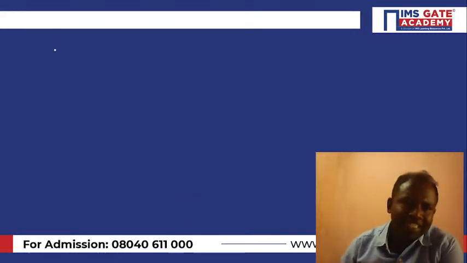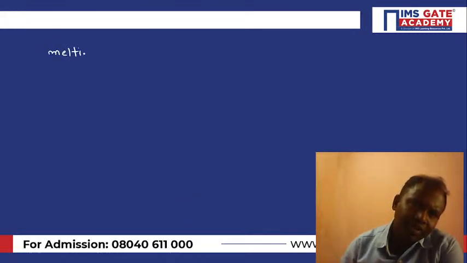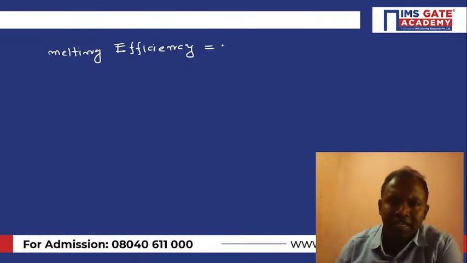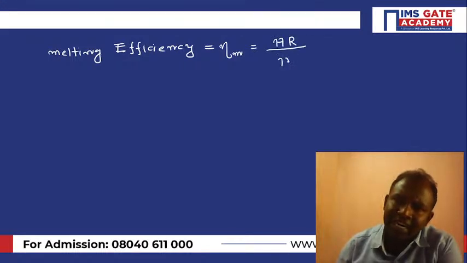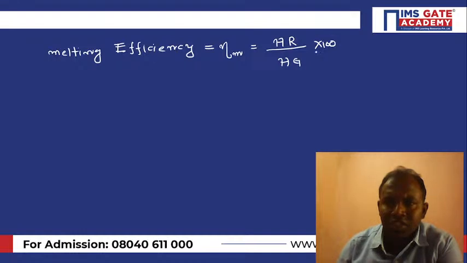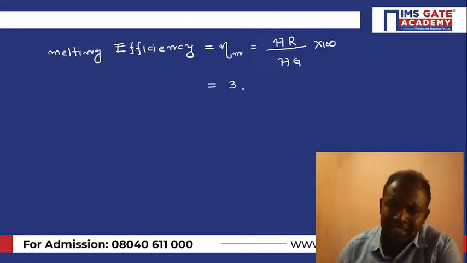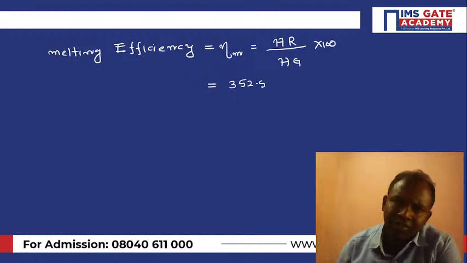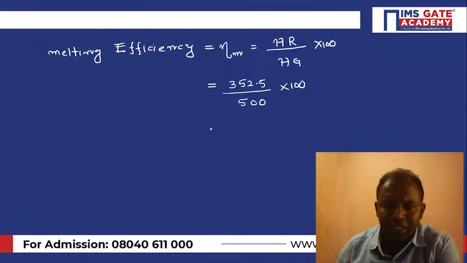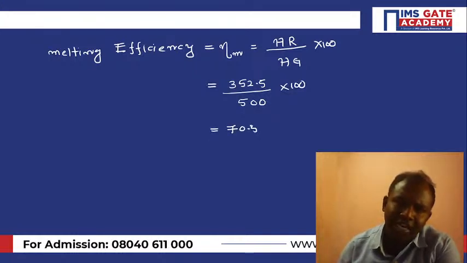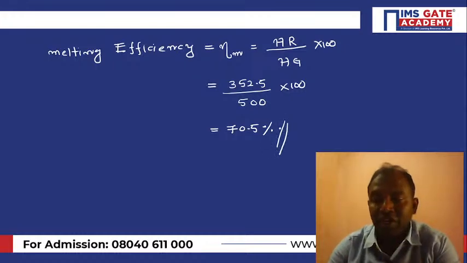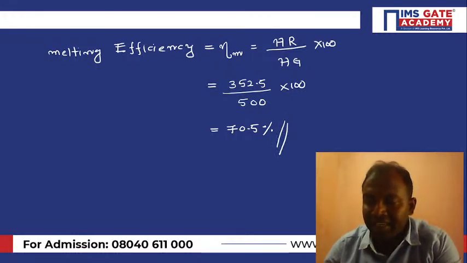Now melting efficiency, eta m, is equal to heat required divided by heat generation into 100. So now what is heat required? It is 352.5 joules divided by heat generation, 500 joules, into 100. So you're going to get 70.5 percent melting efficiency. In this way you have to solve the problem. Clear, everybody? Understood, guys?